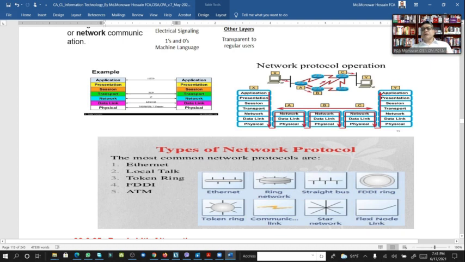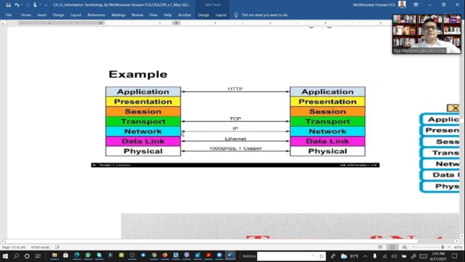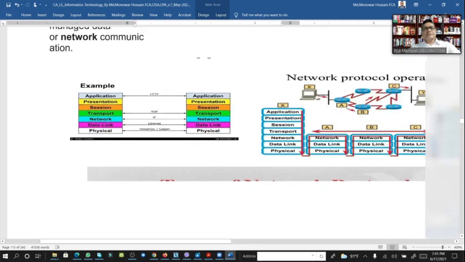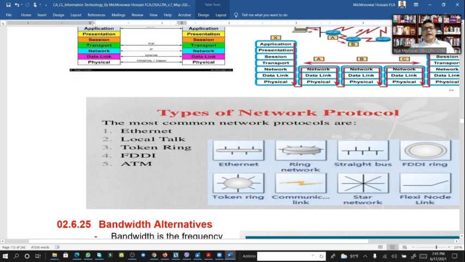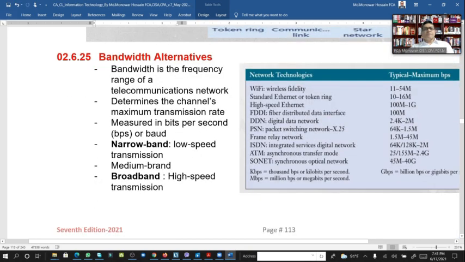So here is network protocol design, with examples of the layers. For example, the application layer is HTTP, and TCP is within the transport layer, then IP, the internet protocol, for the network, and data link, etc. And types of network protocol we know are Ethernet, local talk, token ring, etc., and different types of Ethernet.